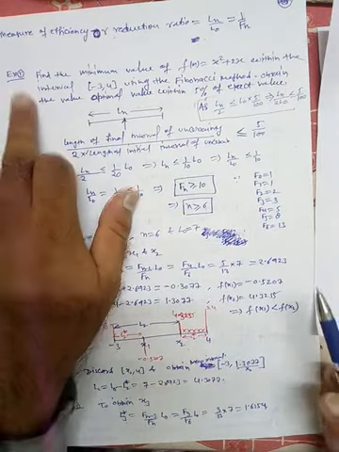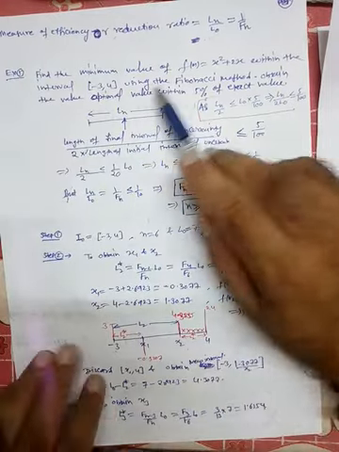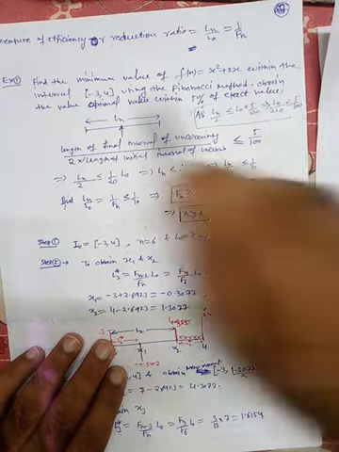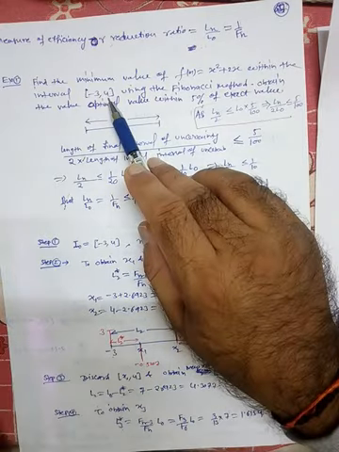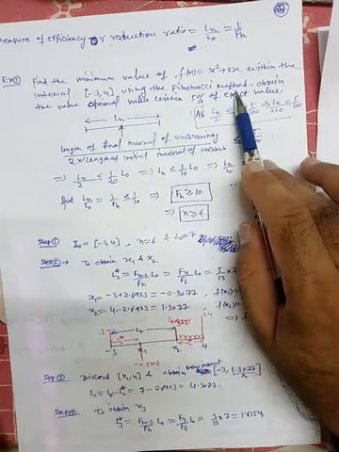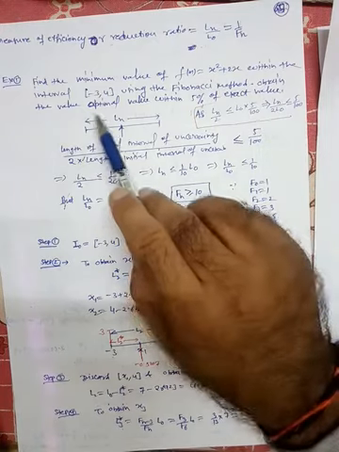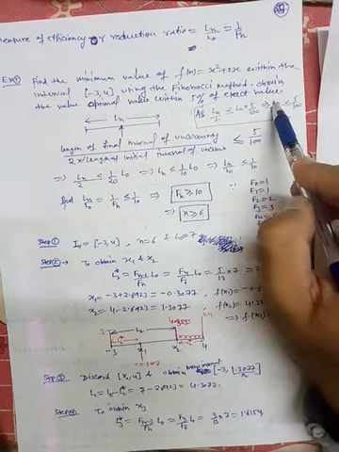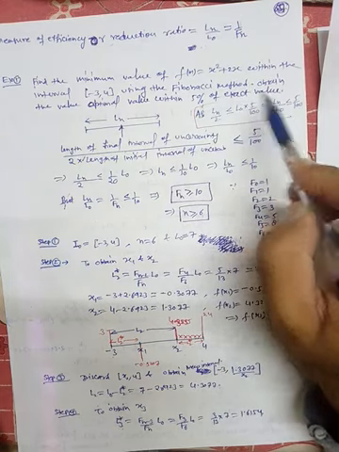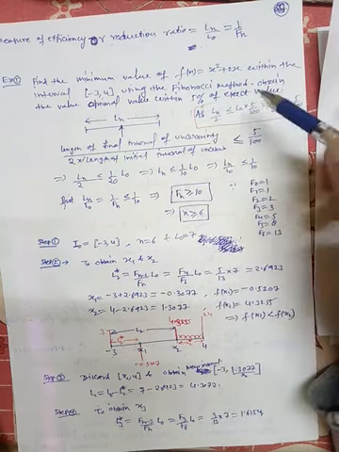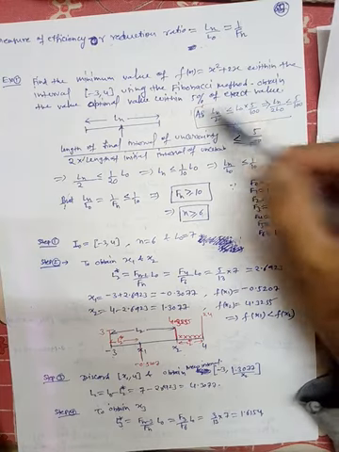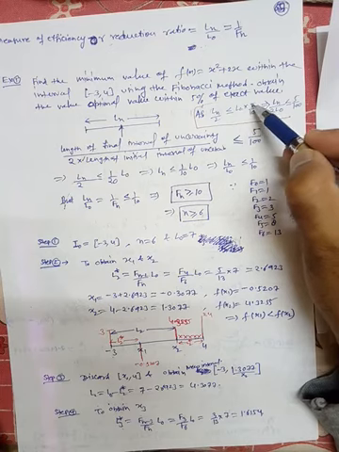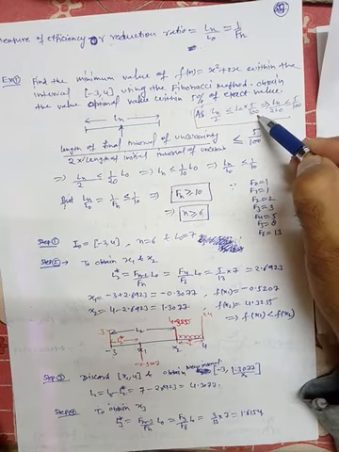Okay, so now an example. Example number 1. Find the minimum value of fx equals x square plus 2x within the interval minus 3 to 4 using the Fibonacci method. Obtain the optimal value within 5% of the exact value. So we know that the meaning of this is that Ln by 2 is less than or equal to L naught into 5%. 5% means 5 by 100.